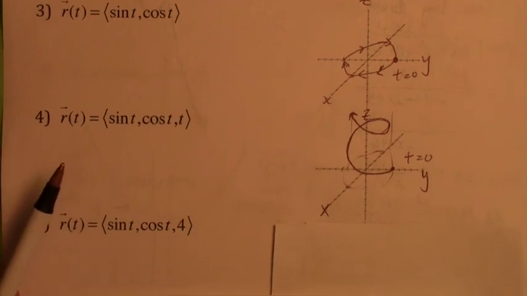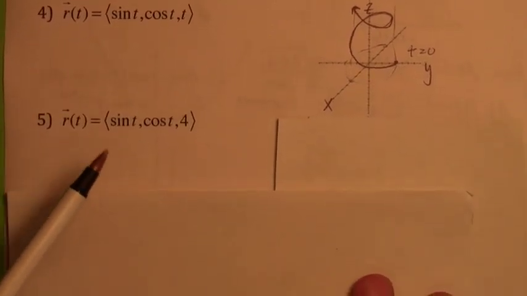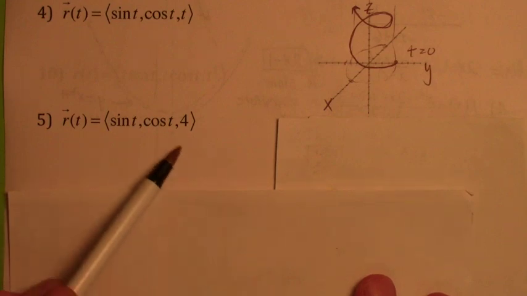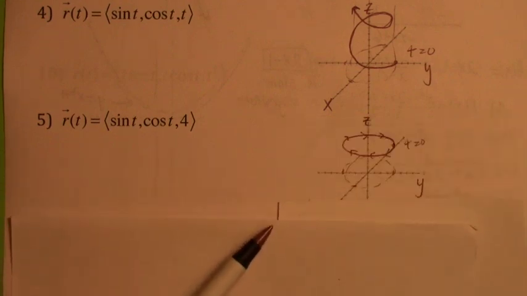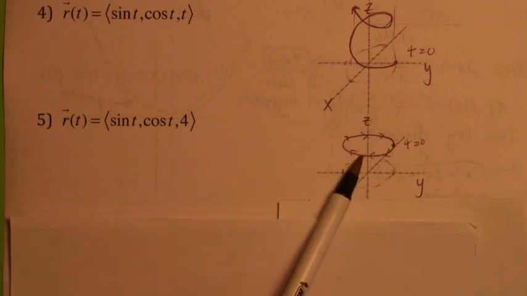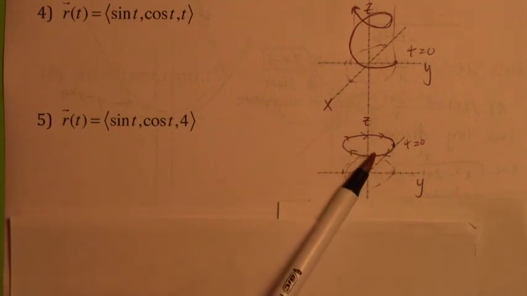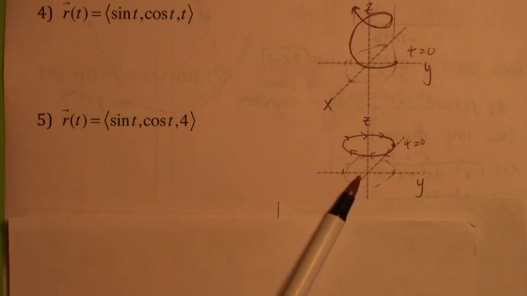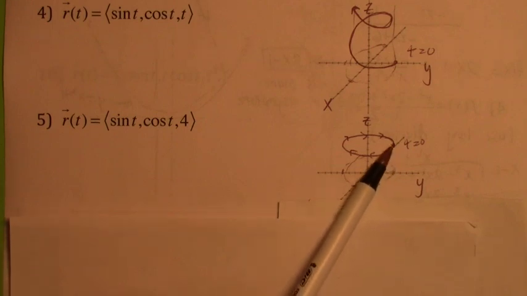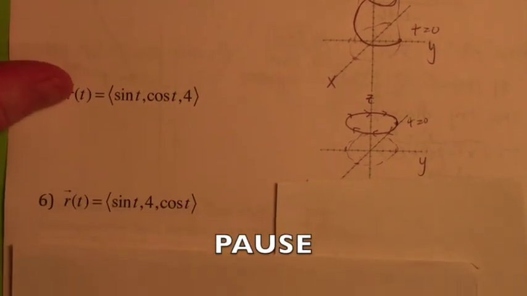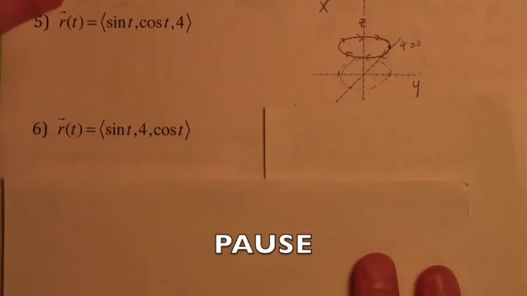How about this one? X is sine t, y is cosine t, z is 4. Notice though the z coordinate is always 4, so think of it as you're moving along 4 units up. You're flying in a circular pattern 4 units above the xy plane, aren't you? T equals 0, you're here, and you're moving counterclockwise. See if you can figure out what this is. Go ahead, hit the pause button, see if you can sketch this vector function.